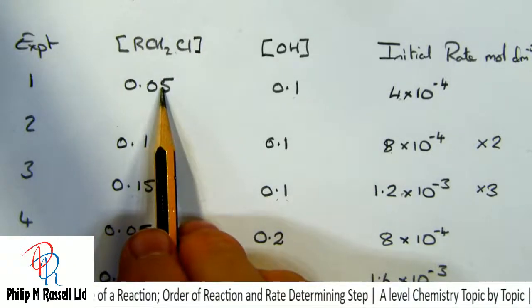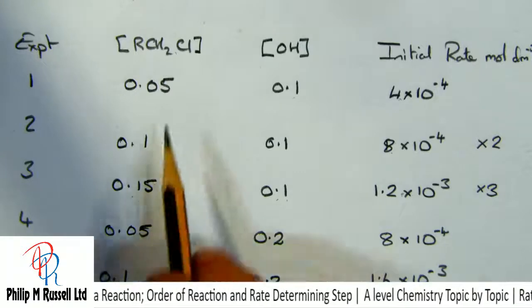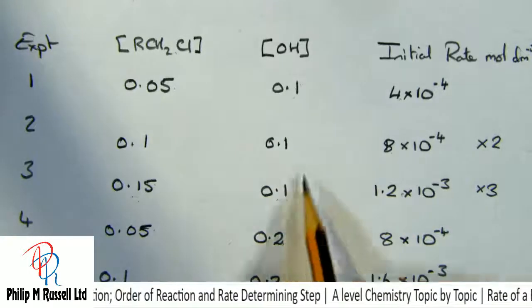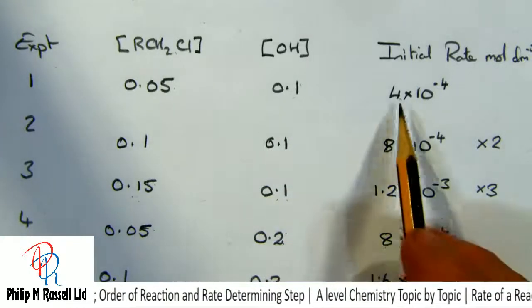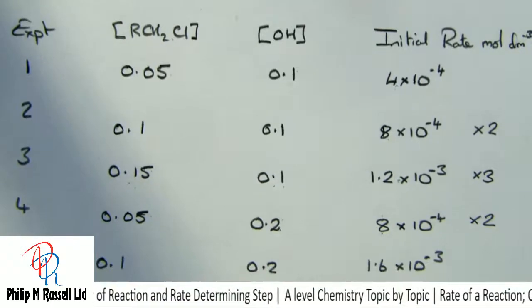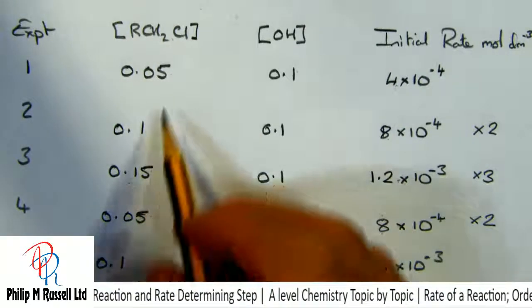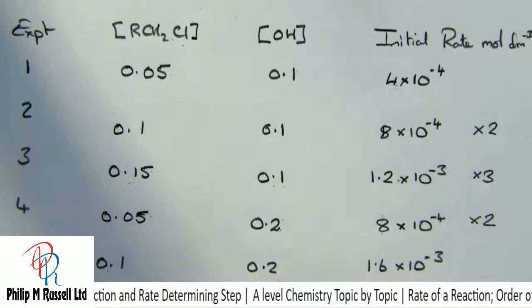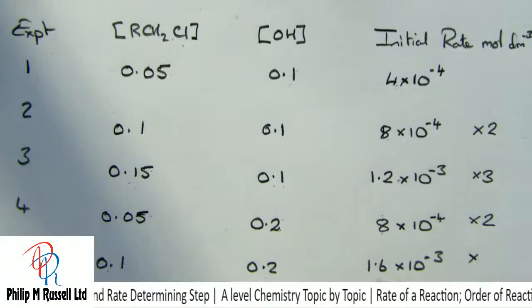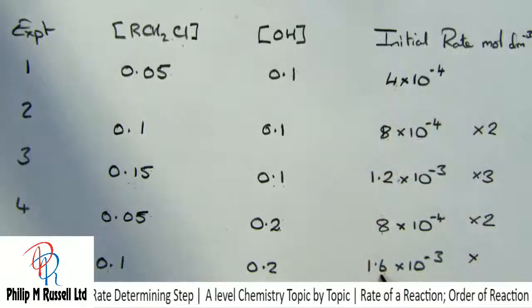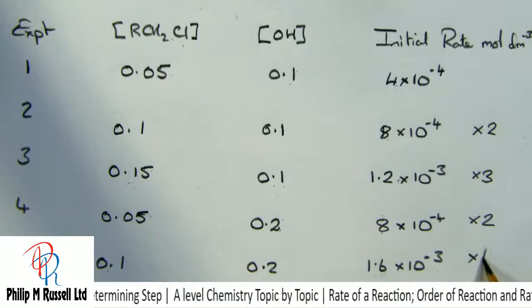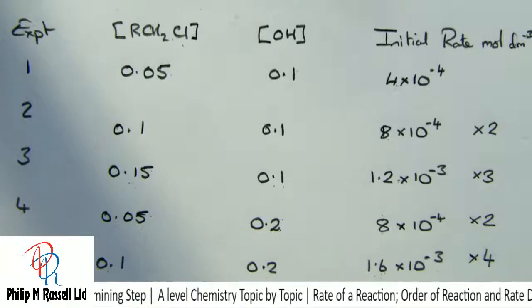Looking at the first experiment and the fourth experiment, I've kept the amount of chloride the same, but I've doubled here the hydroxide, and we see that this rate has also doubled. And then, for a bit of fun, we've doubled the amount of chloride in the fifth experiment, and we've also doubled the hydroxide, and we see that the rate has now quadrupled, 4 to 16 times 10 to the minus 4. We write that out as 1.6 times 10 to the minus 3. So there is a simple reaction.